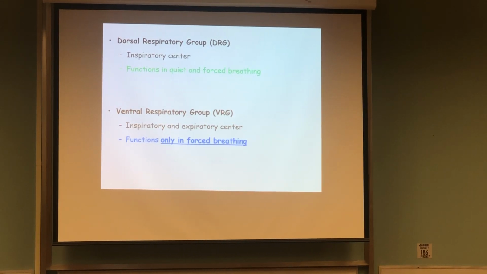Okay, now let's get to the other part. We know the DRG is involved in inhaling, right? Your normal resting breathing, like it says in green. Your normal everyday eupnea. Functions in quiet breathing, right there. All right, we'll get to the forced in a second. Now, what does the VRG do? Functions only in forced breathing. It doesn't play a role in passive breathing, only forced, which means forced inhalation and forced exhalation.